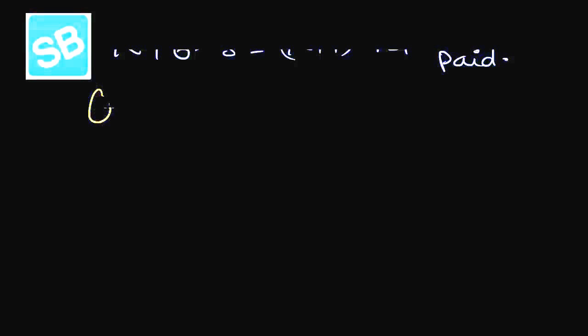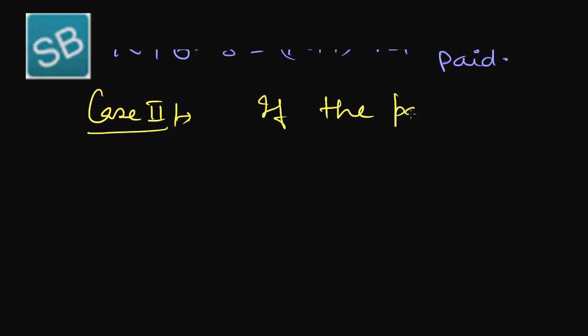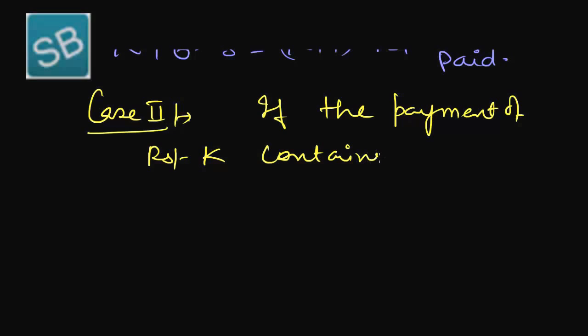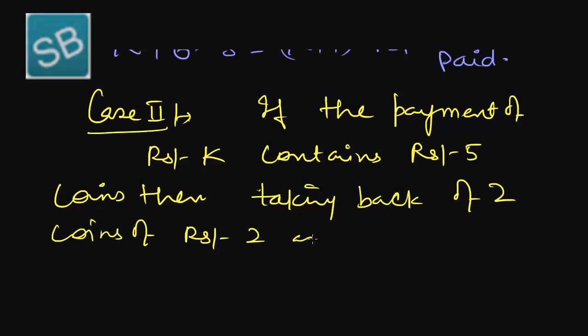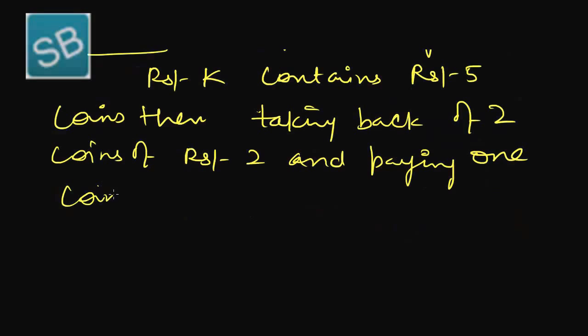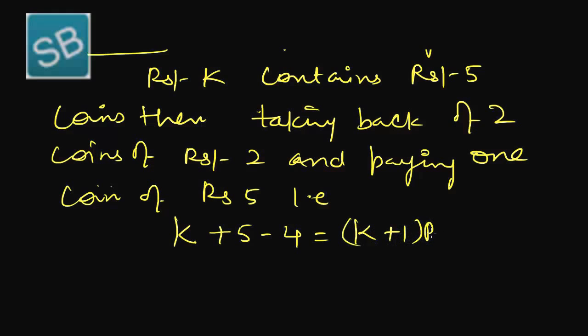And in case 2, if the payment of rupees k contains rupees 5 coins, then taking back two coins of rupees 2 and paying one coin of rupees 5, that is k rupees, which involves the coin of 5, plus 5 minus 4, gives k plus 1 rupees paid.